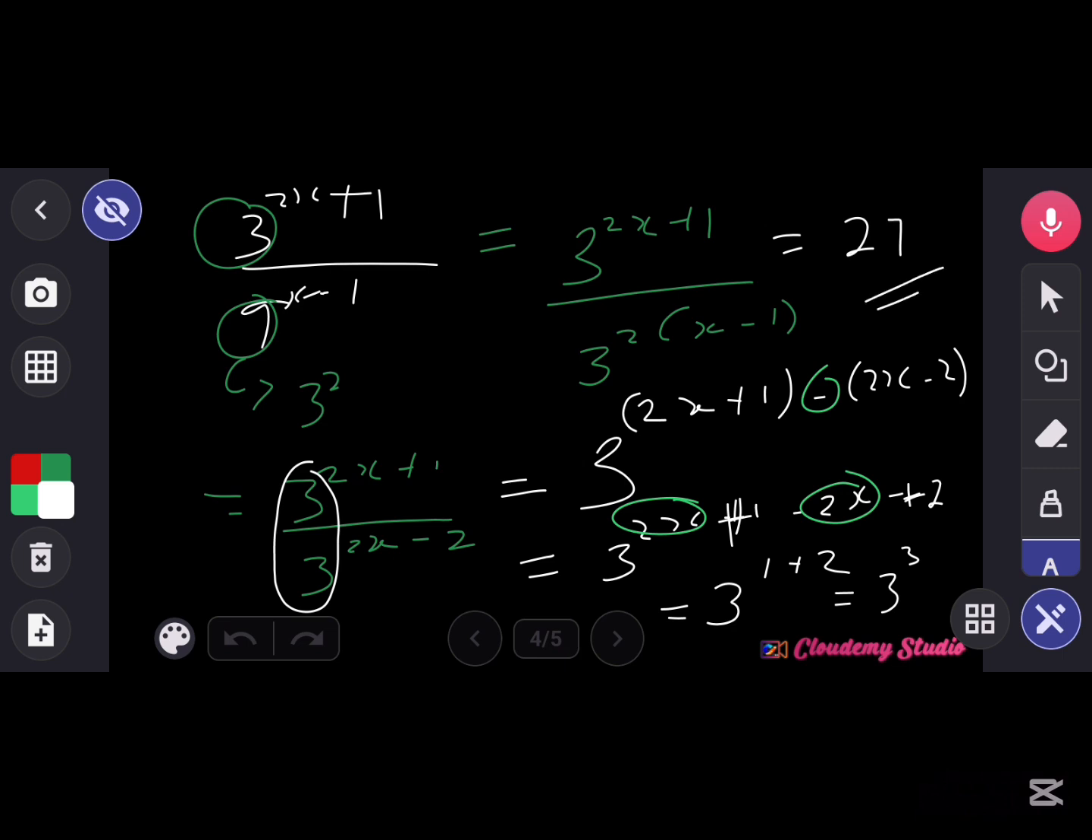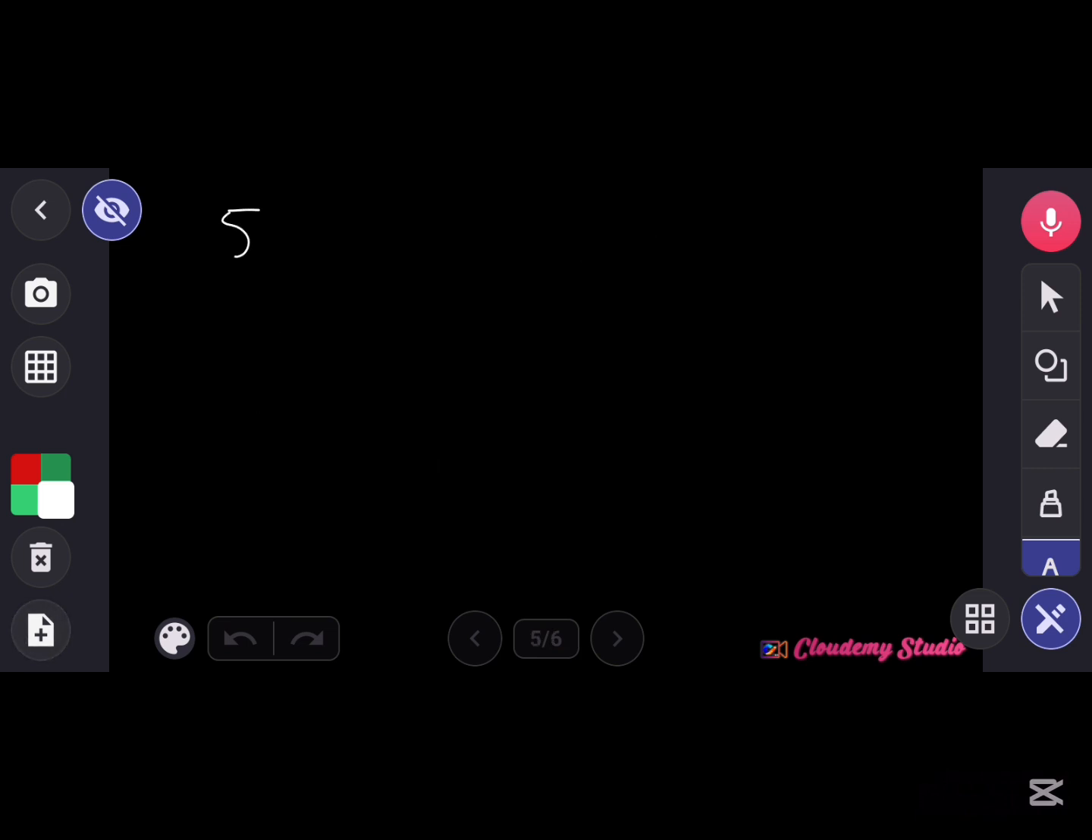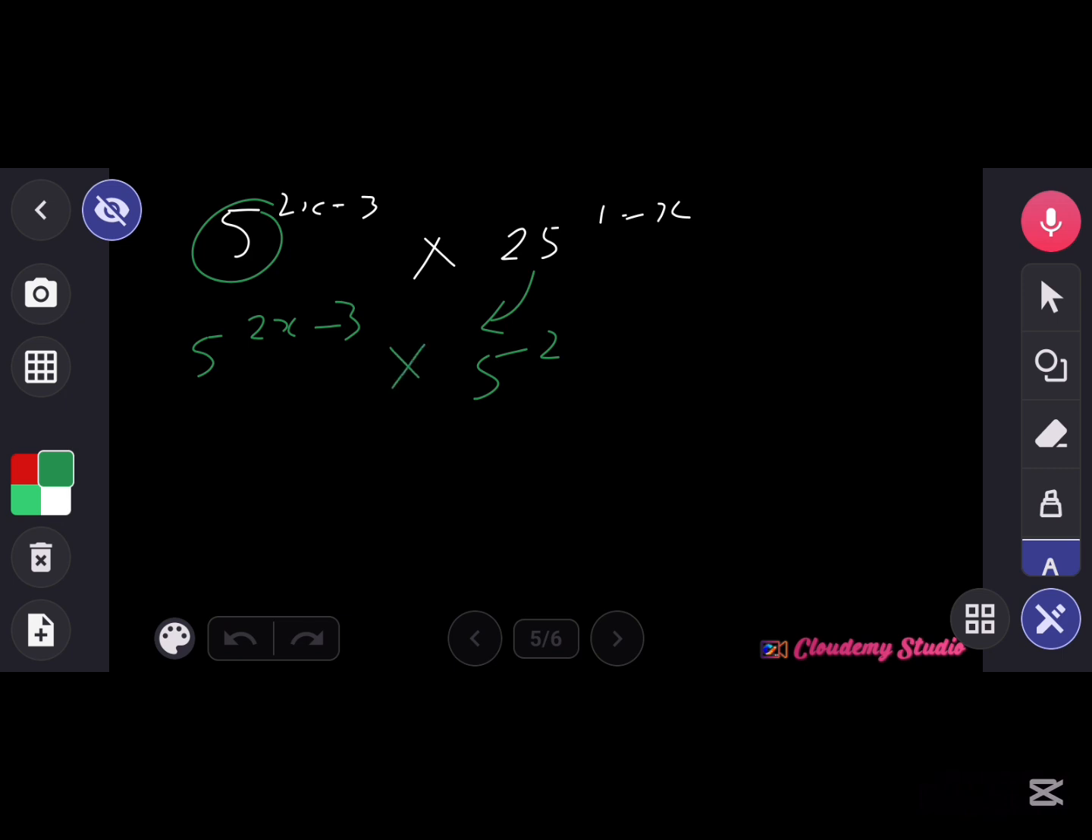That's our first example. Now, moving on to the next example, where it says 5 raised power 2x minus 3 multiplied by 25 raised power 1 minus x. We have this. Now how are we going to do this? We are still going to apply the same method that we did the other time. If you look at it very well, we have 5 here. And we know that 25 is the same thing as 5 raised to power 2. Therefore, we can replace this with 5 raised to power 2. And we are going to be having 5 raised to power 2x minus 3 multiplied by 5 raised to power 2 into bracket 1 minus x.